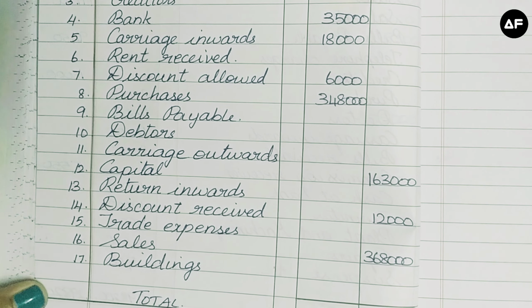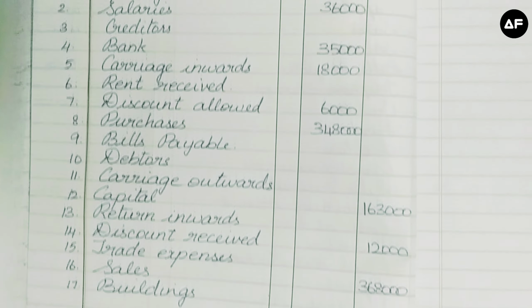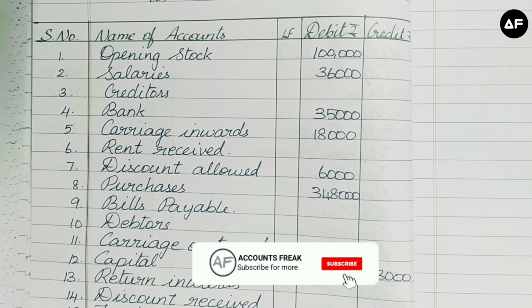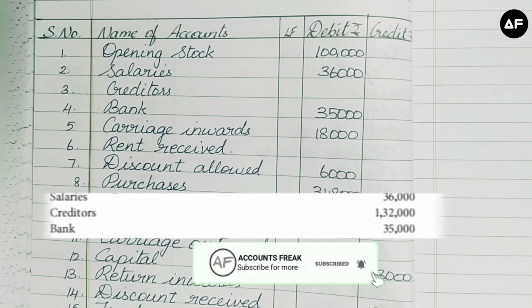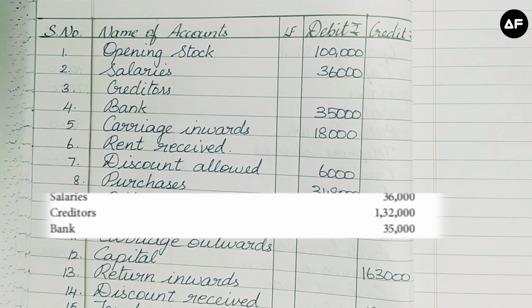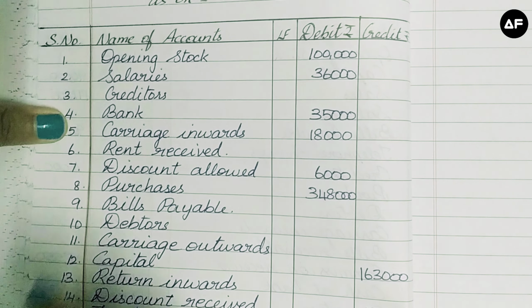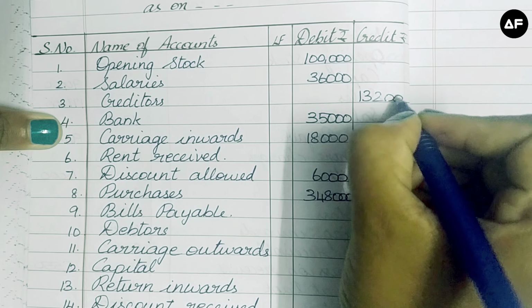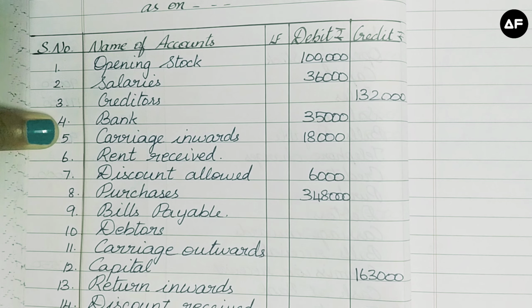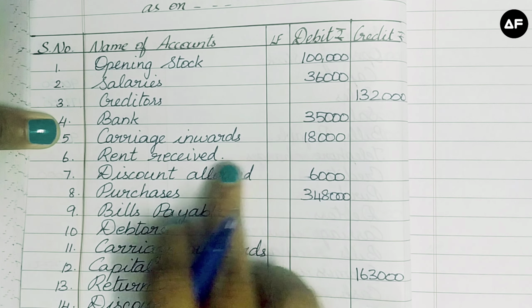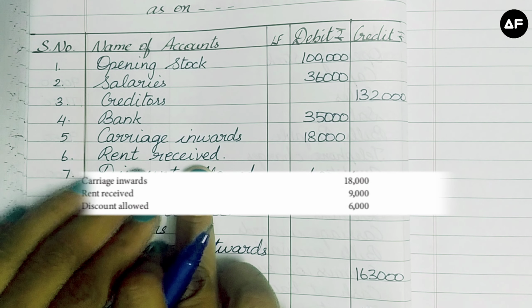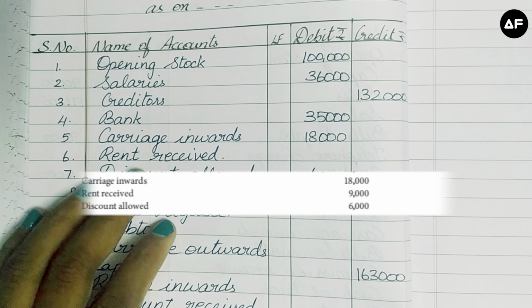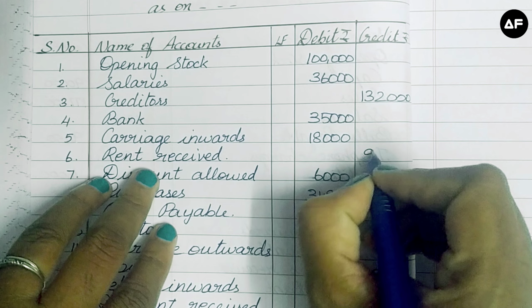Next, we are going to look at the other items. Firstly, creditors. Creditors is supposed to be on the credit side, but here it is on the debit, that is 1,32,000. So we're going to remove it from the debit and write it on the credit side correctly: 1,32,000 for the creditors. The next item is rent received. You credit all the incomes, whereas rent received is debited over here with 9,000. So we are going to credit it.